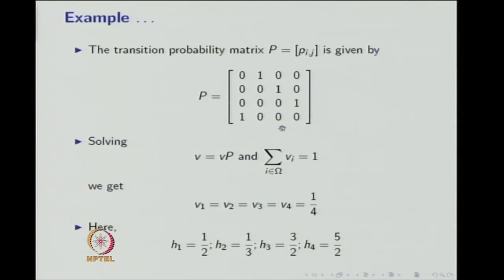If you see the transition probability matrix, since it is a transition probability matrix, the values lie between 0 and 1 and the row sum is 1. But this particular transition probability matrix satisfies one more additional condition: the column sum is also 1.